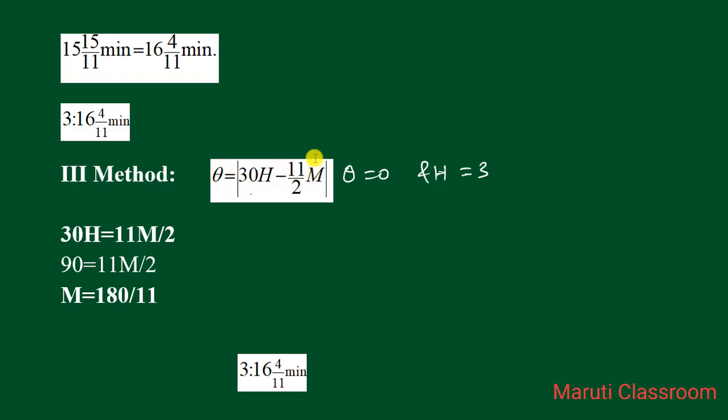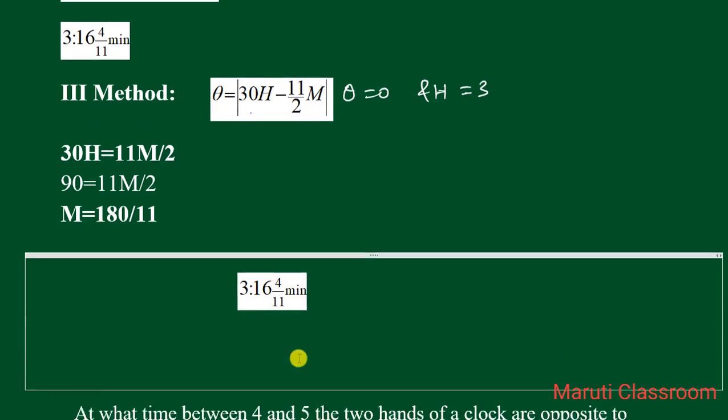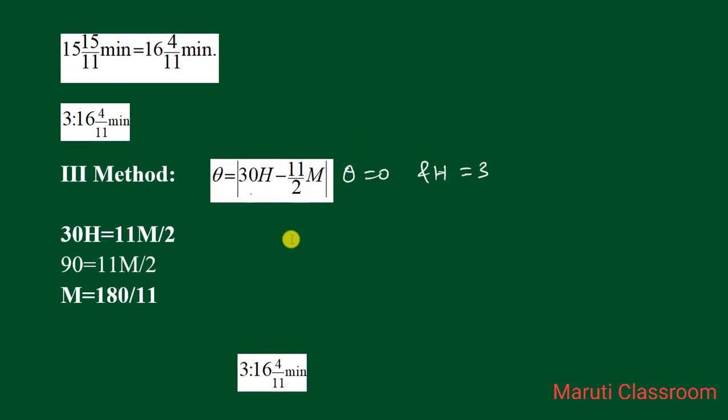Because theta is 0, the modulus of something is 0 means 30h minus 11m by 2 is 0. That means 30h equals 11m by 2. h equals 3, so 90 equals 11m by 2, m equals 180 by 11. It is improper, so convert into a mixed fraction, then we will get 3 hours 16 4 by 11 minutes. So at this time the hands of the clock coincide. We will do some more problems in this model in the second part of this chapter.